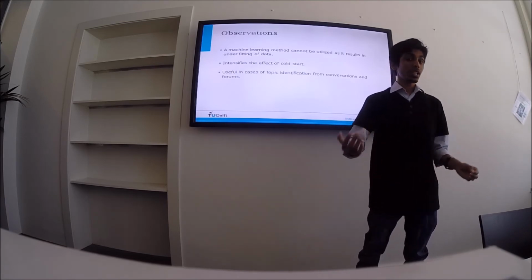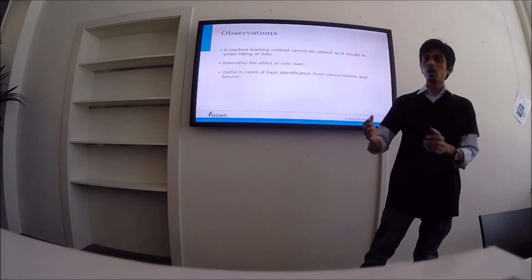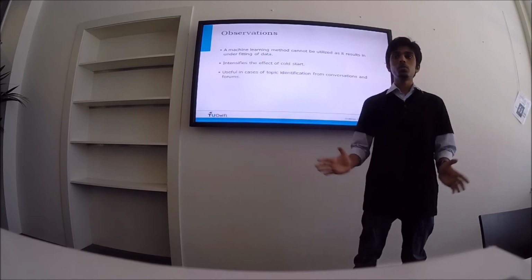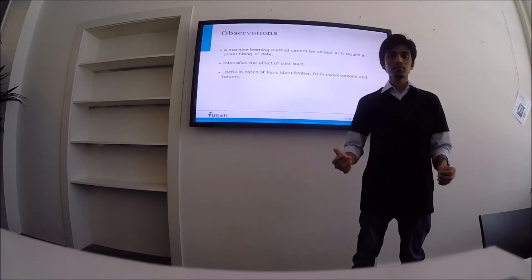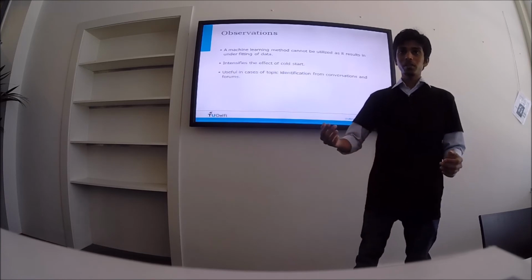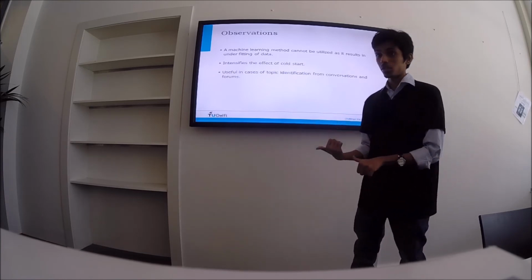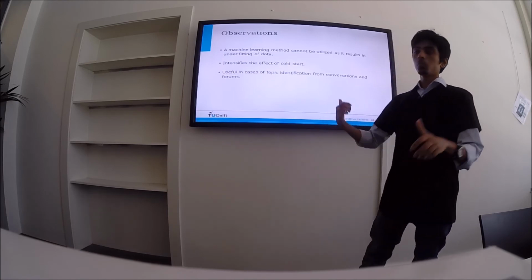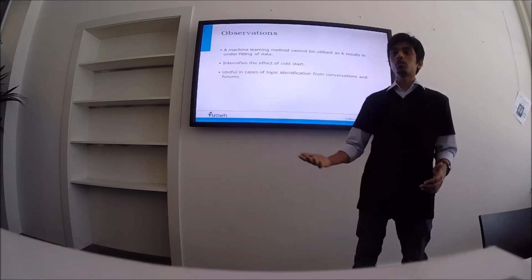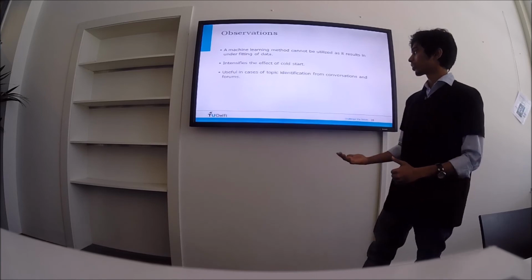So this goes on to say that we actually require a lot of data to move on with multi-word terms. So in case of data insufficiency, it would never work, and that's the case of cold start. So it actually intensifies the effect of cold start rather than reducing it.